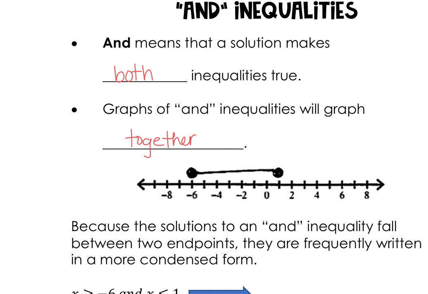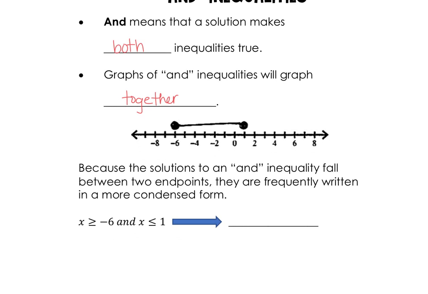Okay? So I've given you an example of x is greater than or equal to -6 and less than or equal to 1. So -6 is this minimum value, 1 is this maximum value, and so we shade in between to show that anything in between those two values satisfies both.